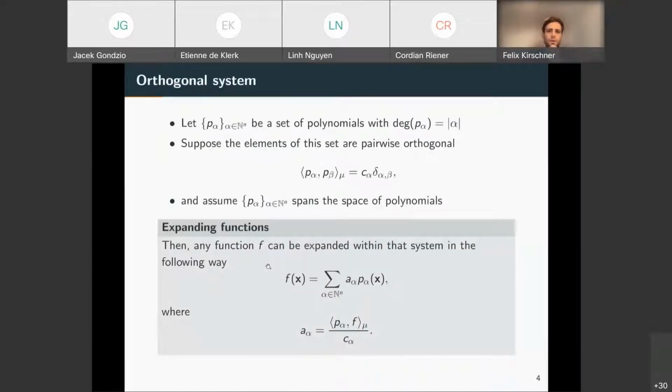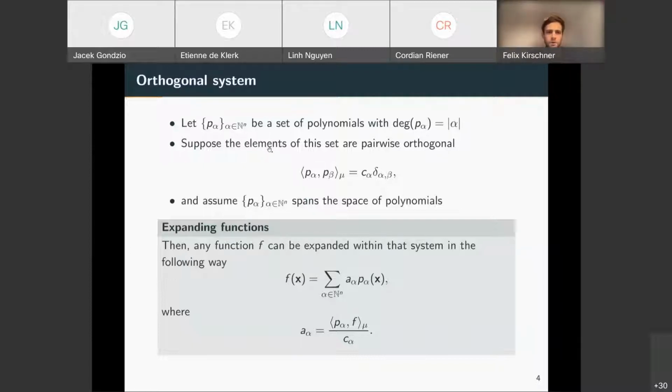So having a sense of orthogonality for functions, we can define orthogonal systems, and just like yesterday, we will have a set of polynomials, which we call p alpha here, where alpha will denote the degree of the polynomial. So this absolute value of alpha just means alpha 1 plus alpha 2 up to alpha n.